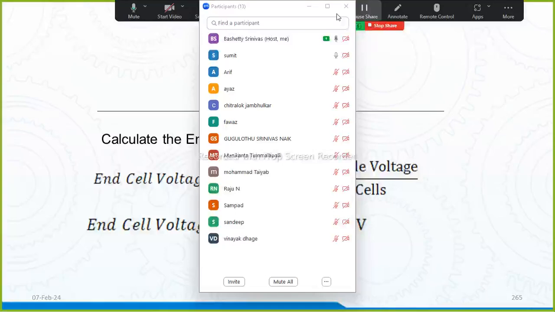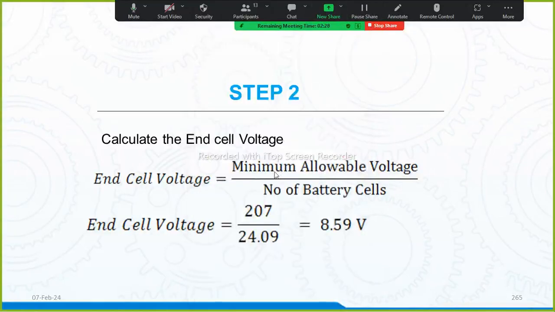Now what is this end cell voltage? End cell voltage is nothing but the minimum allowed voltage divided by the number of battery cells. What does this mean? Let me tell you.